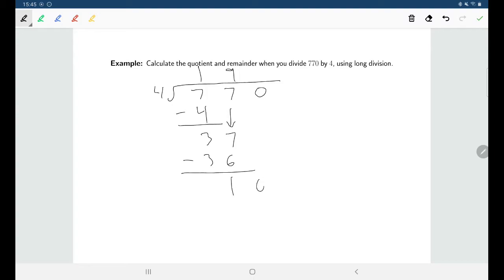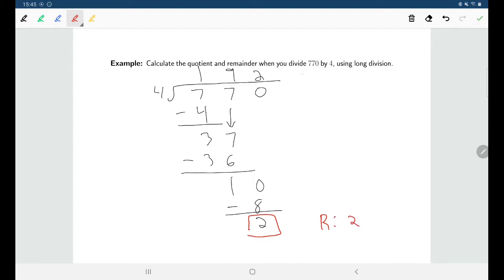And then we bring down, and then repeat again. How many times does 4 go into 10? It goes in twice. 2 times 4 is 8. We subtract, and there's nothing left to bring down, which means that what we have here at the end, since we've divided as far as we can, we've gone into the last digit, that must be the remainder. The remainder must be 2.